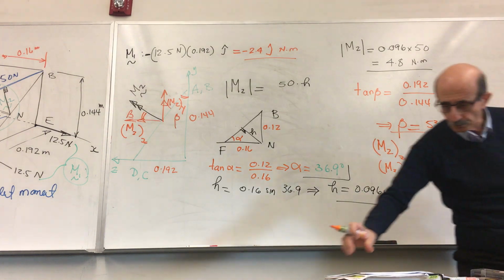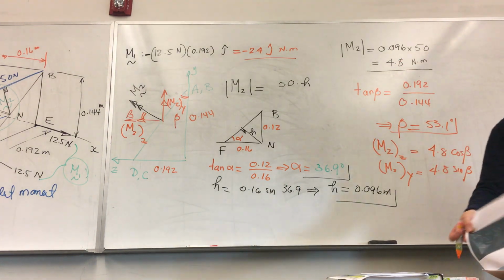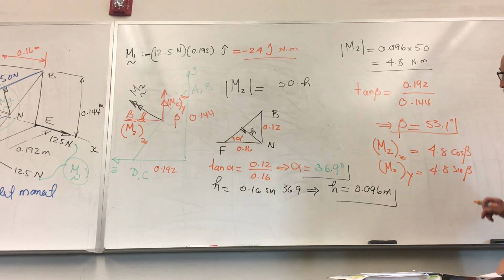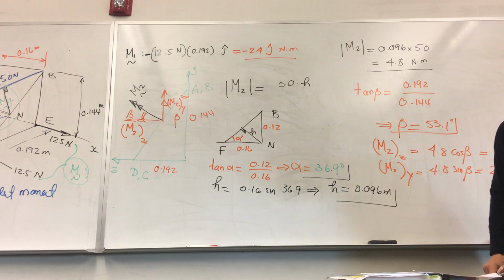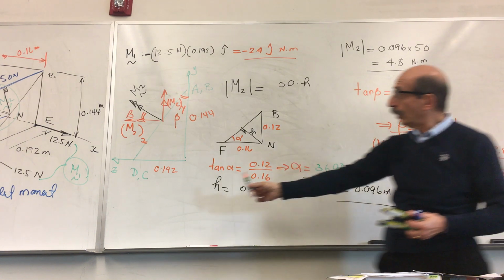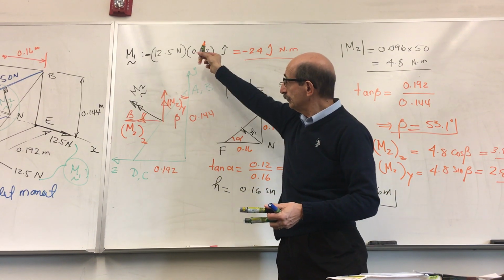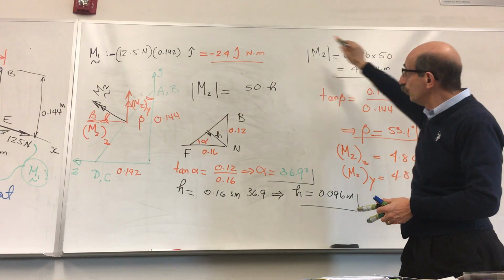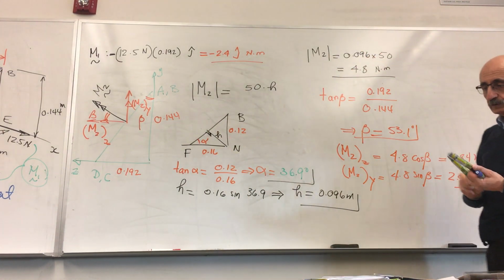If you substitute for those, I have those values. Y would be 2.8, so this comes out to be 2.8 Newton meters, and this results as 3.84 Newton meters. Both of them are positive, because this is along the positive direction of Y, this is the positive direction of Z. This one was in the negative direction of Y.